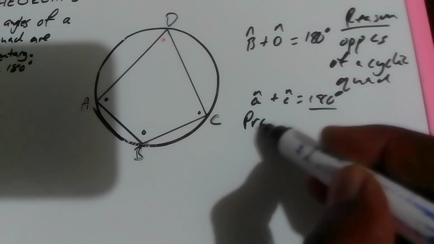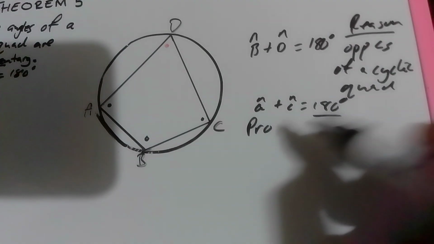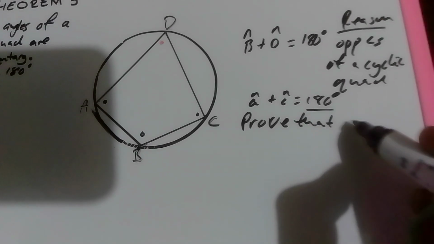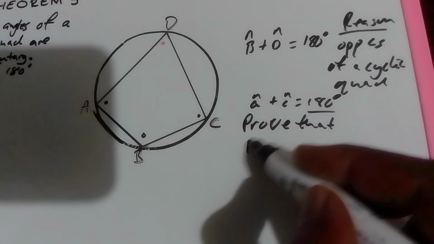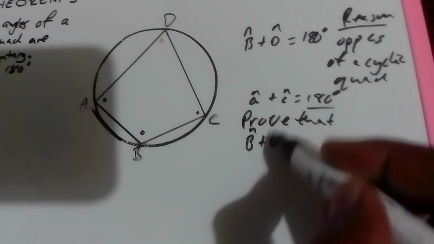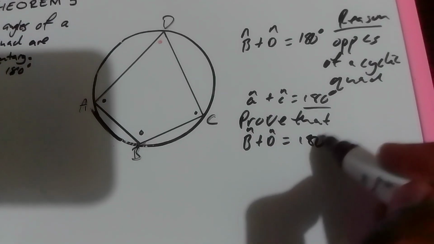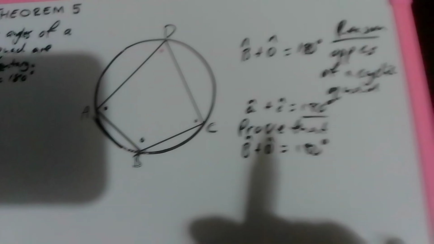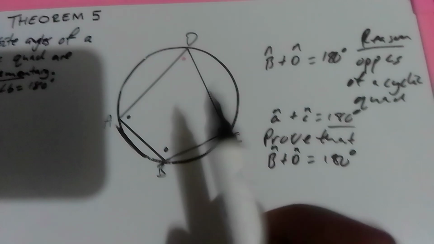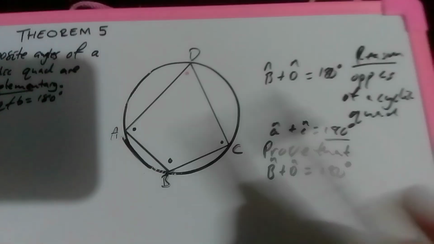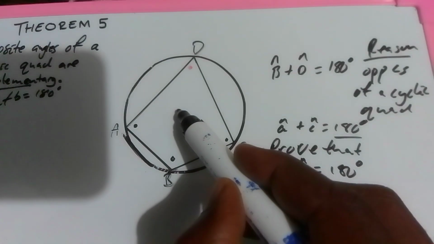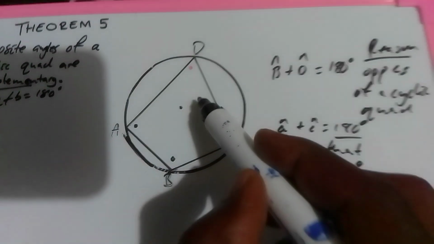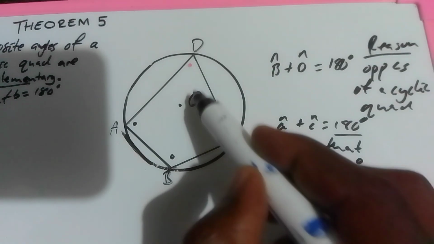So here's the question. I'm going to use angle B and angle D to prove that angle B plus angle D is equal to 180 degrees. The reason which I'm going to use is not available here. But the first thing I'm going to indicate is that we have a center somewhere there. And this center, I'm going to name it point O.